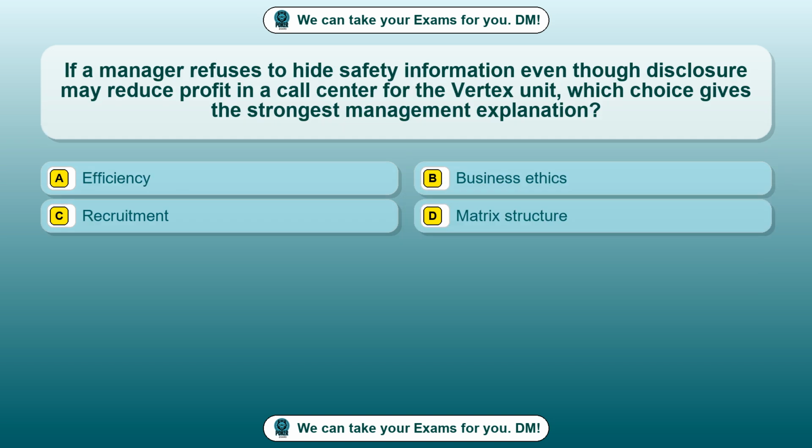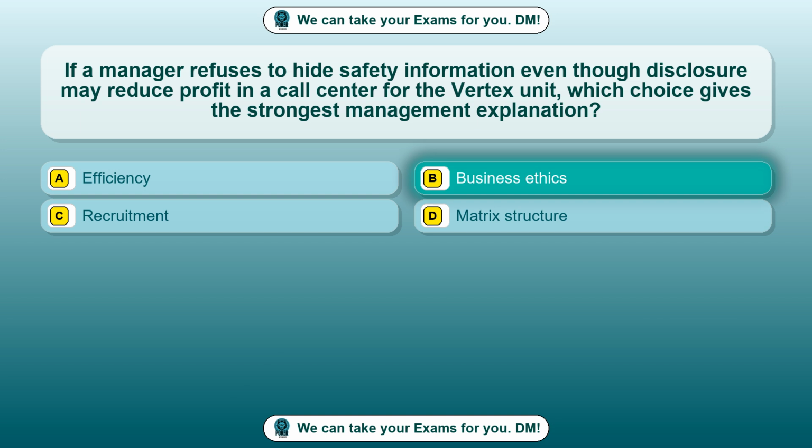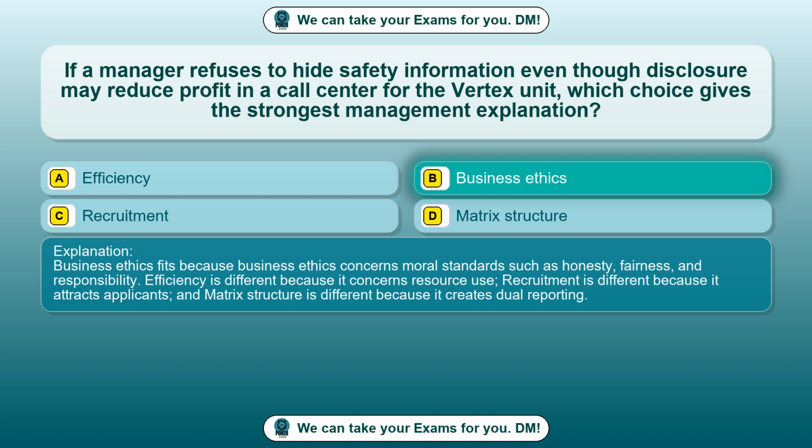Question 16. If a manager refuses to hide safety information even though disclosure may reduce profit in a call center for the Vertex unit, which choice gives the strongest management explanation? Option A. Efficiency. Option B. Business ethics. Option C. Recruitment. Option D. Matrix structure. The correct answer is option B. Business ethics. Business ethics fits because business ethics concerns moral standards such as honesty, fairness, and responsibility.